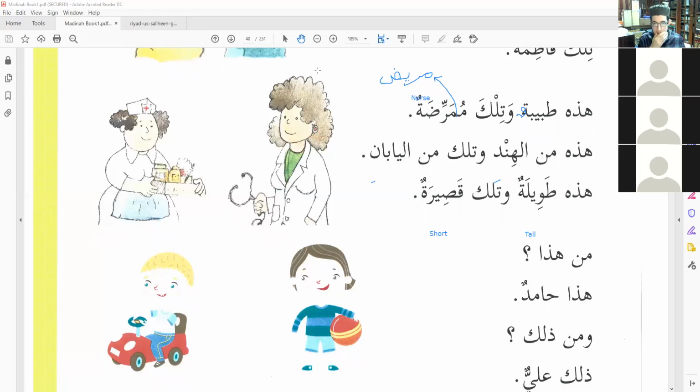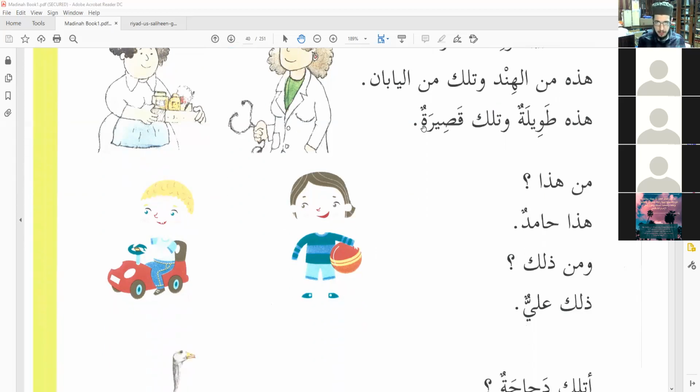من هذا؟ هذا حامد. ذلك علي. Very good. And that's very easy. That's just kind of a reminder that, yes, don't forget that there's also the demonstrative pronouns for boys.